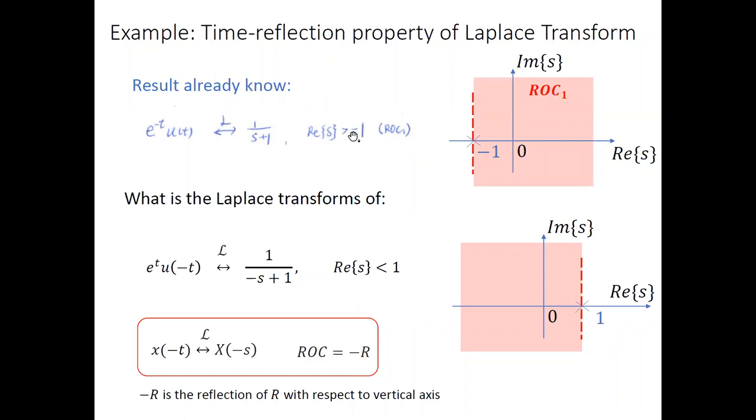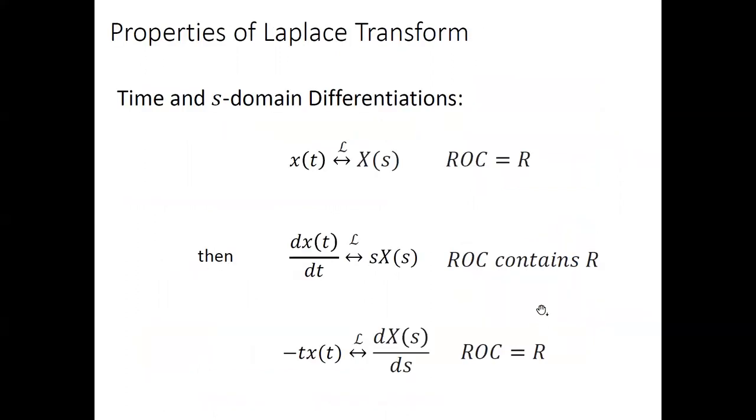And we know that for minus ROC1, first we need to change the boundary point from minus 1 to 1. Second, we need to flip the direction so it changes from right side to left side. For this time reflection example, we can see that the ROC of the new signal is just the reflection of the ROC1 of the original signal. So in other words, minus R denotes the reflection of R with respect to the vertical axis, the imaginary axis. This is the time reflection property.